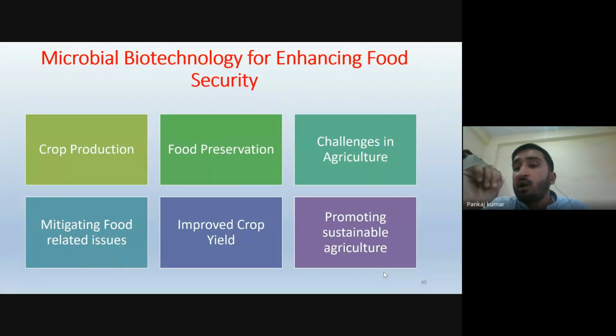Now, microbial biotechnology for enhancing food security. First is crop production and food preservation. Challenges in agriculture can be tackled with the help of microbial biotechnology, mitigating food-related issues such as food being less nutritious. Overall, when the soil quality is improved, the crop yield will be improved, and as a result, sustainable agricultural practices and sustainable agriculture can be promoted.